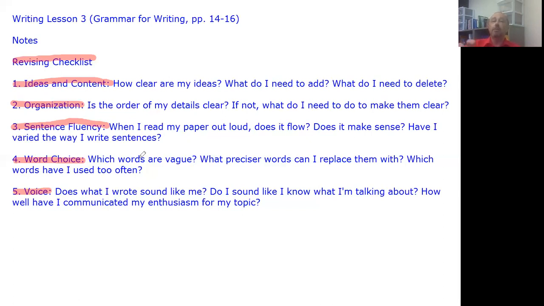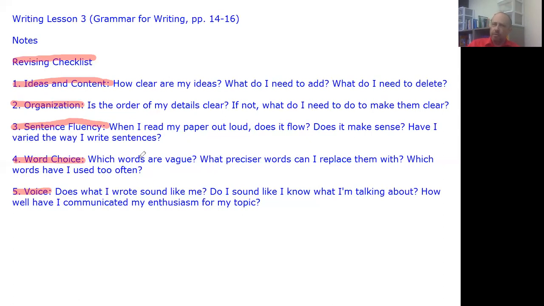Okay. Then I look at my sentence fluency. I read my paper out loud. Does it have flow, right? Does it make sense? Are my sentences all short and choppy? I went to the store, I bought milk, that kind of thing. Is there a variety of types of sentences that I've used? Different lengths, different complexities, and so on.